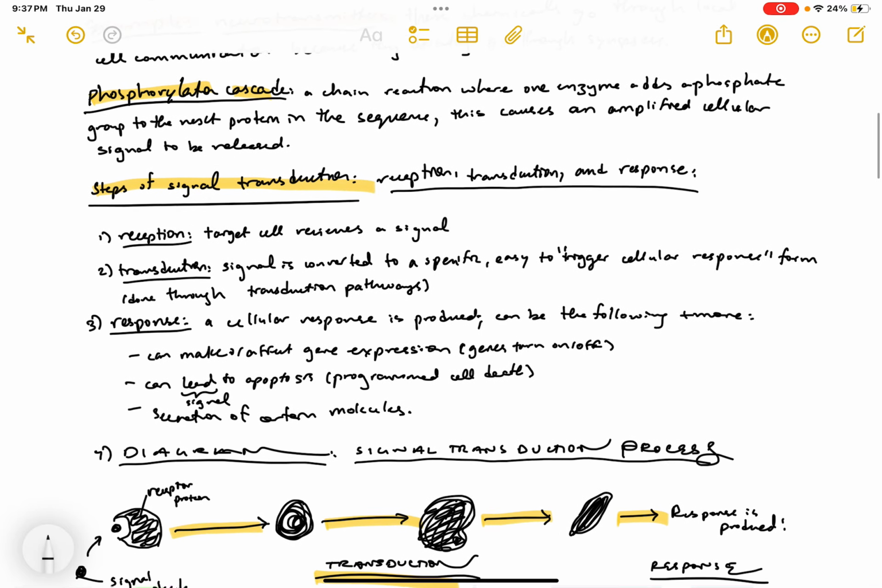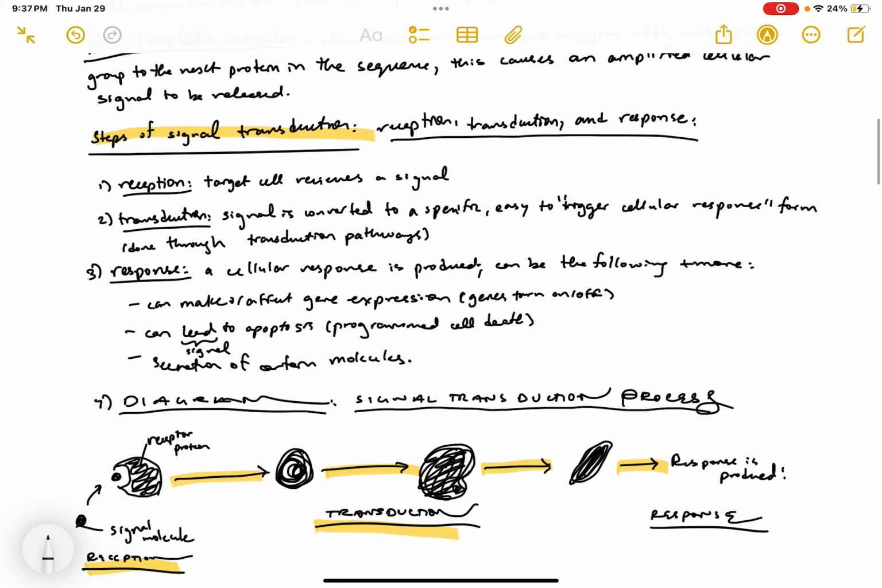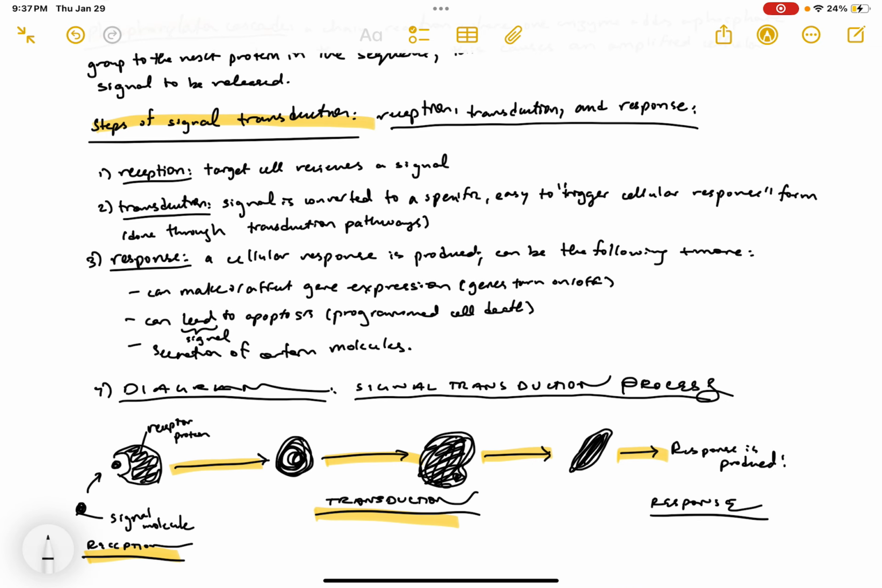Now here is a simple diagram of the signal transduction process. So first of all, we have this signal molecule right here, which, this first step is reception. So the signal molecule goes and attaches to the receptor protein. Right, there's a little space over there. And what that does is that changes the shape of the receptor protein. And when it goes through the transduction pathway, right, the next step is transduction. When it goes through these transduction pathways and the process, a cellular response is produced as a result.